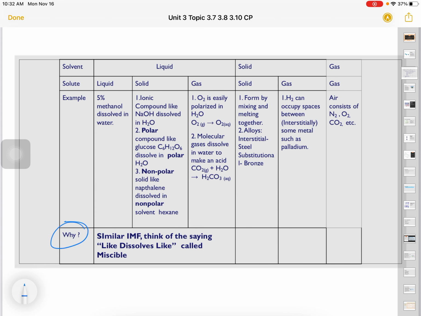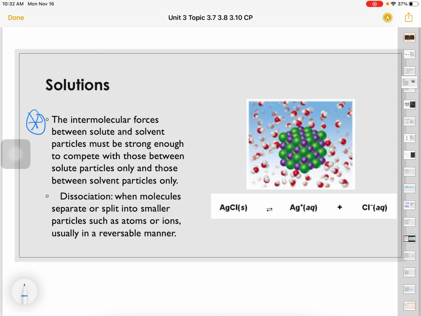When these things interact, and we'll talk about this in a little more detail, it's because of similar intermolecular forces, and we always say like dissolves like. When a solution forms, this is very important. You have to understand the mechanism of how it forms. The intermolecular forces between the solute and the solvent particles must be strong enough to compete with those between the solute particles only and between the solvent particles only. So there's kind of a competition of forces of attraction here.